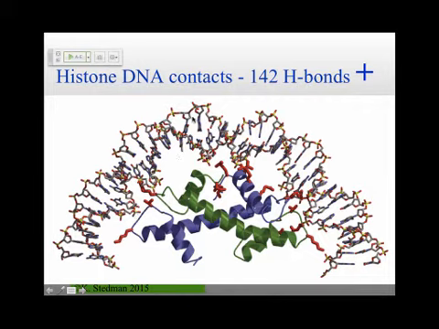What's the charge on the outside of DNA? Negative. What do you want to interact with negative charges? Positive charges. What are going to be the amino acid side chains that have positive charges to them? These will be the basic side chains, which are lysine and arginine. So lots and lots of lysines and arginines, and we'll see that when we look at the sequences of these guys in just a second. So lots of charge interactions.